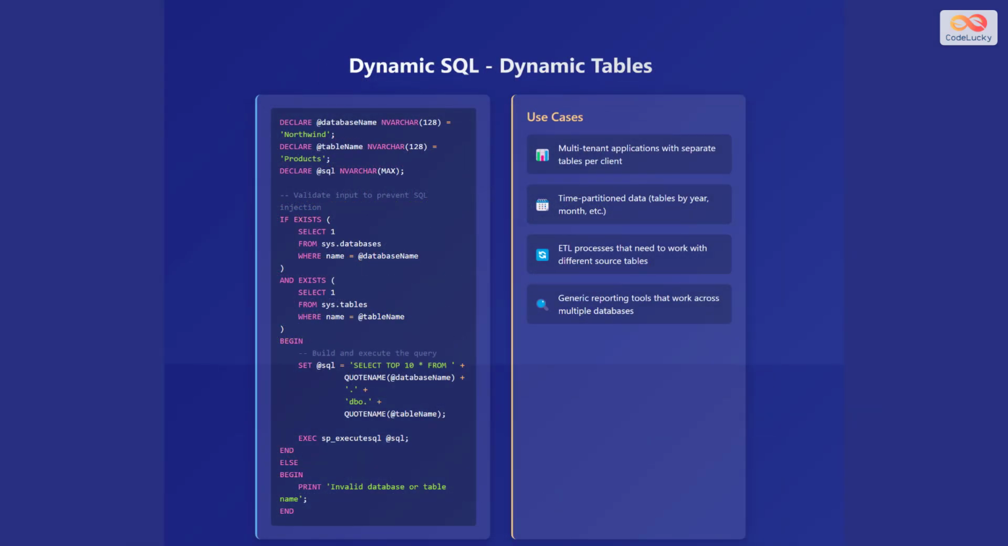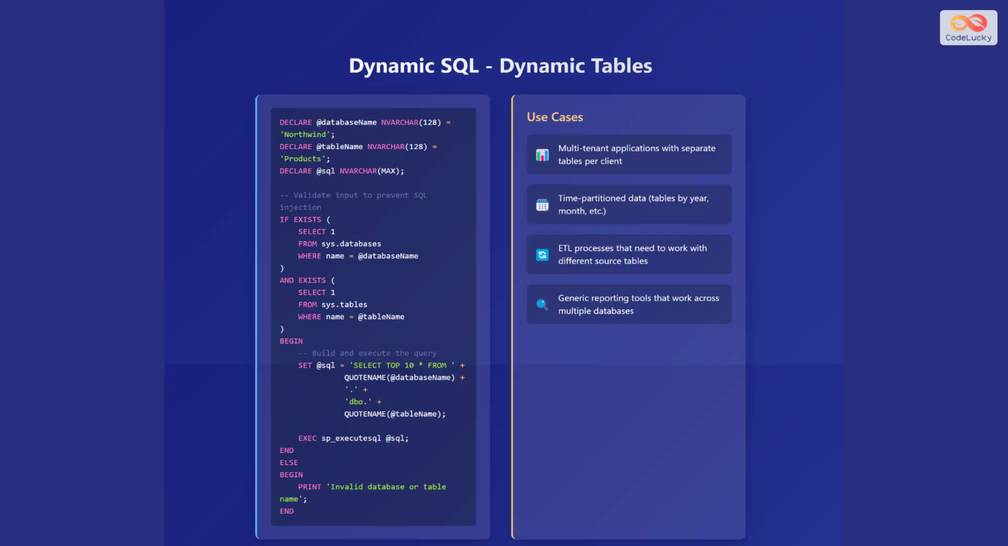Now let's explore how to use dynamic SQL to select from different tables at runtime. This can be useful in multi-tenant applications or when dealing with time partition data. In this example, we'll construct a SQL query that can dynamically select data from different tables based on user input. First, we declare the necessary variables, including the database name, table name, and SQL query. Next, we validate the input to prevent SQL injection.